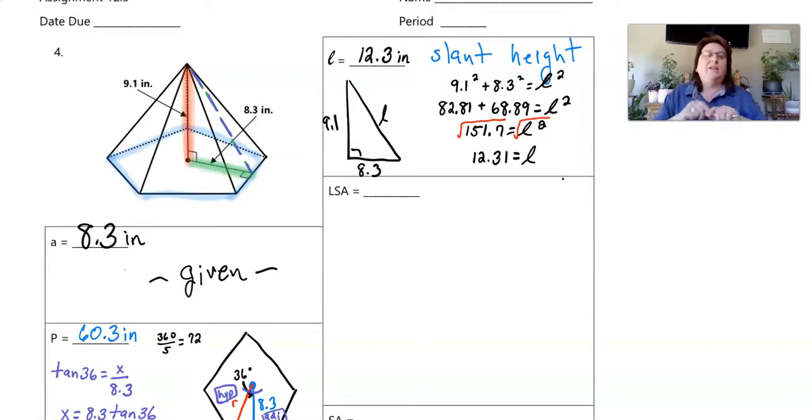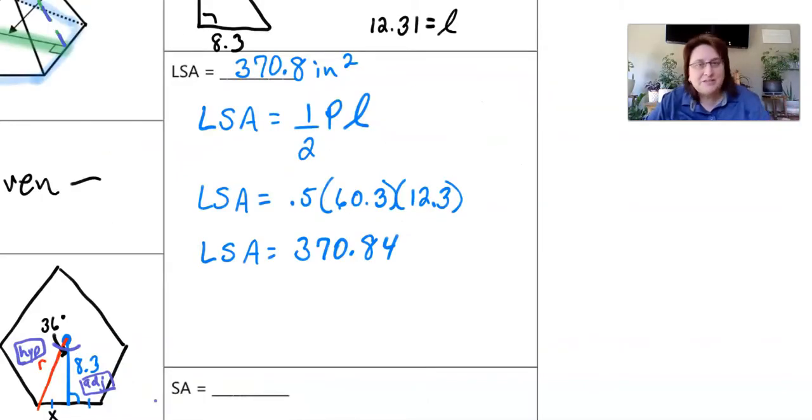LSA. Okay, LSA. Well, in order to find LSA, guys, we're going to need a formula. So, which formula is the correct formula to use for the lateral surface area of this pyramid? Okay, did you guys get the right formula? Lateral surface area equals 1/2 PL. All right, hey guys, work your magic. You guys have the information you need. Go plug it in and tell me, what do you get for the lateral surface area of this pyramid? All right, my mathematicians, how'd you guys do? Did you remember lateral surface area is in squared units?